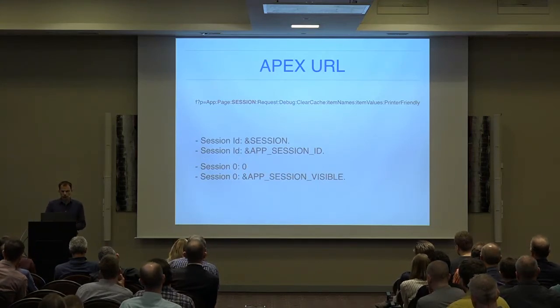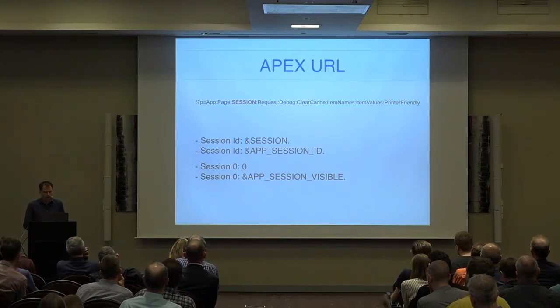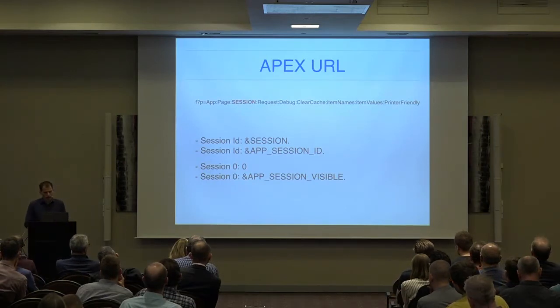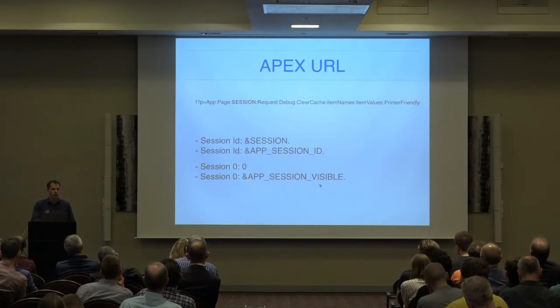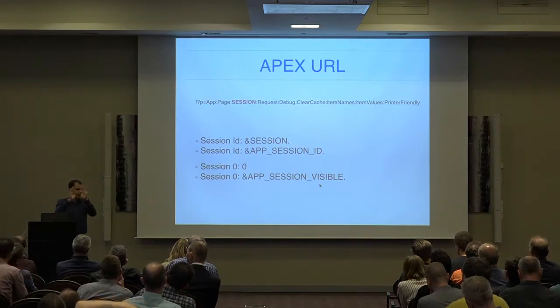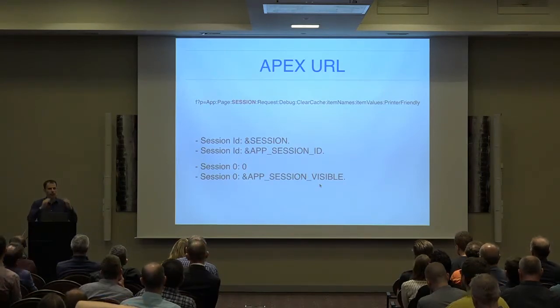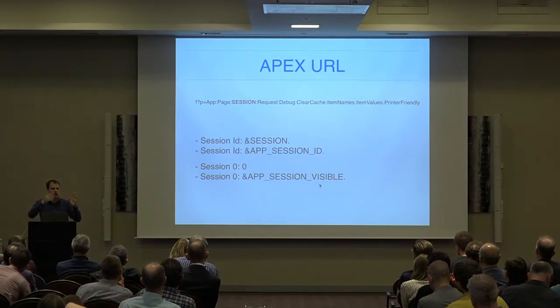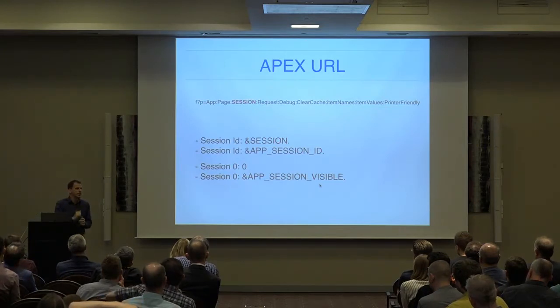&session is the short version, &app session ID is the longer version to reference the session ID. There's a special session 0. And you should be able to reference that with app session visible. So if the user sees session 0, so this is for public pages. You make an Apex application and you want to put it in Google. You don't want Google to index constantly like new session IDs. So you just want that they see page 0.